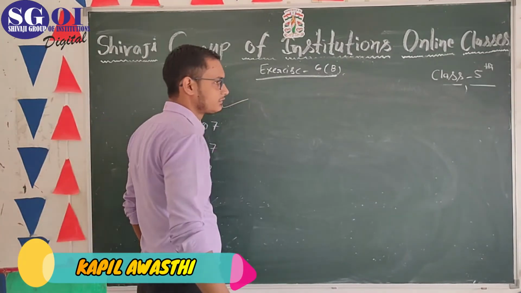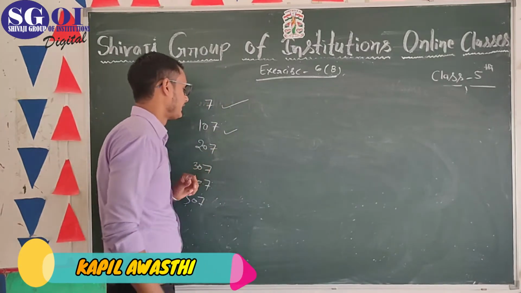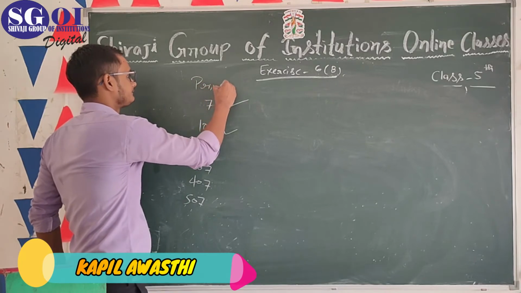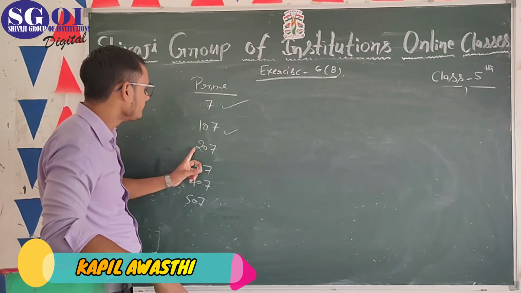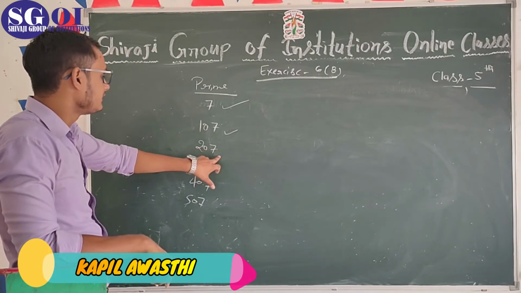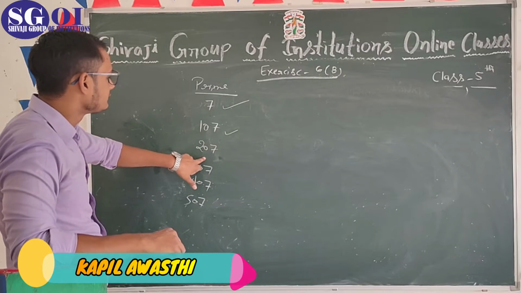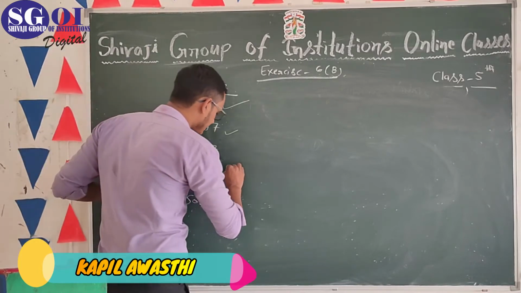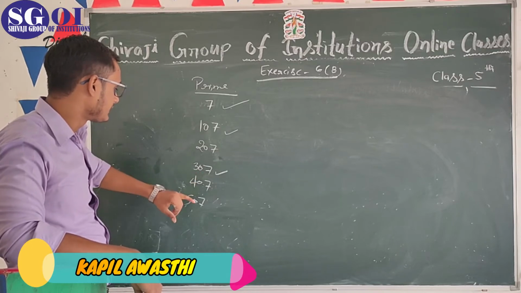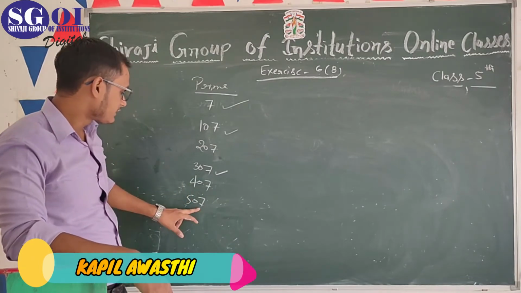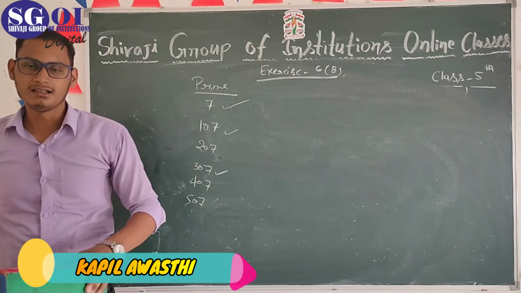7 is a prime number, as we know, because it cannot be broken into factors. 107 also cannot be broken into factors, so it is a prime number. 207 is divisible by 3 (3 nines are 27), so it is not a prime number. 307 is a prime number because it cannot be divided into factors. 407 and 507 are also divisible. So 7, 107 and 307 are prime numbers.